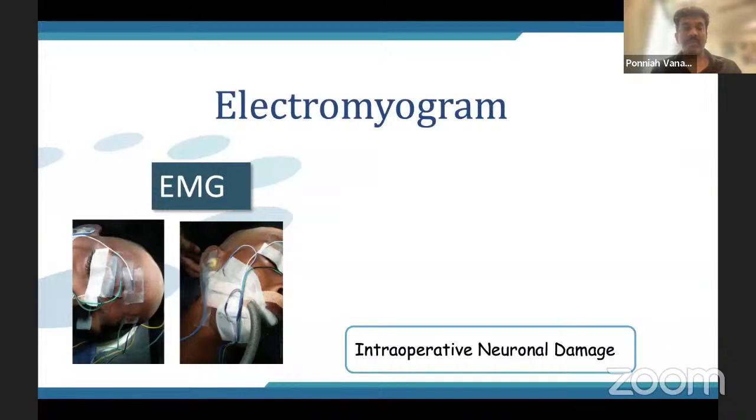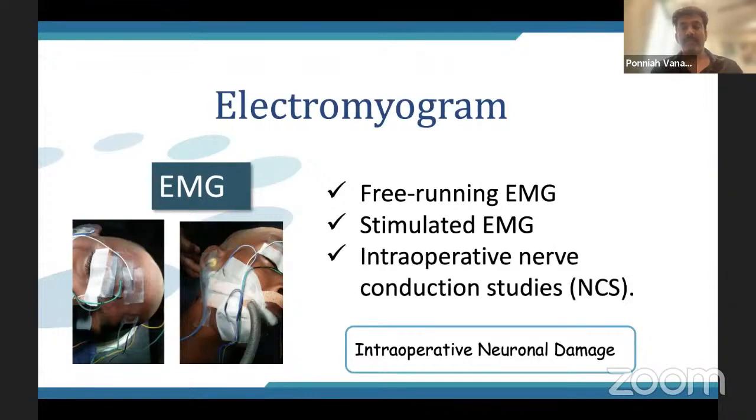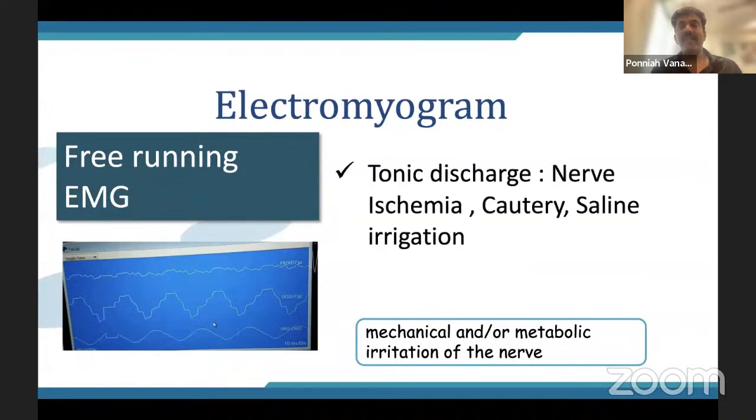Electromyogram, it's monitoring the muscles. The facial nerve is most commonly used. There are two things: one is a free running EMG and the other is a stimulated EMG. And we also do intraoperative nerve conduction studies. So what's a free running EMG? There will be discharges from the nerves during ischemia, during cautery, during saline irrigation and other things. So that has to be promptly alerted.